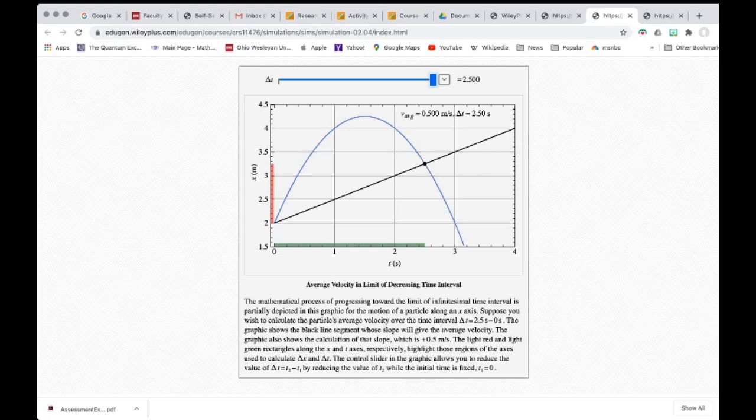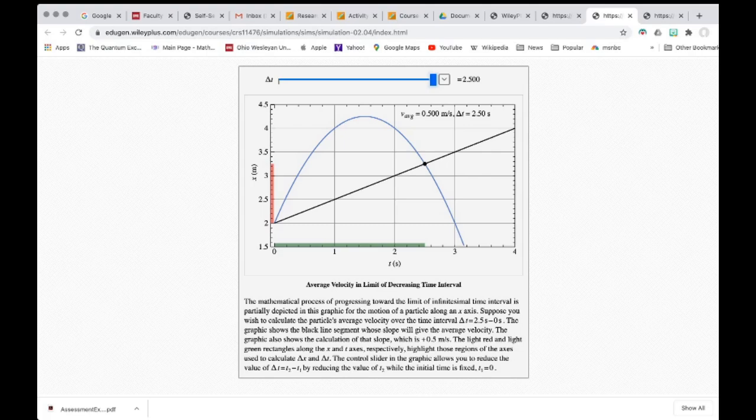And if you do that calculation here, you'll take 3.25 minus 2 is 1.25 meters for the delta x, divided by 2 seconds for the delta t, and you get 0.5 meters per second. And the animation actually displays that.